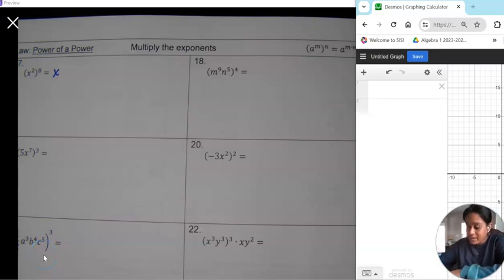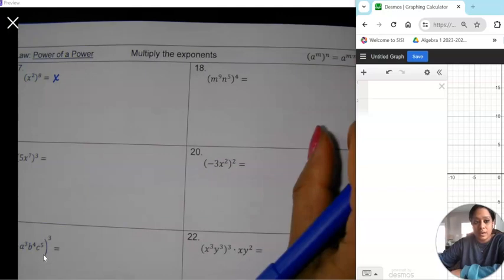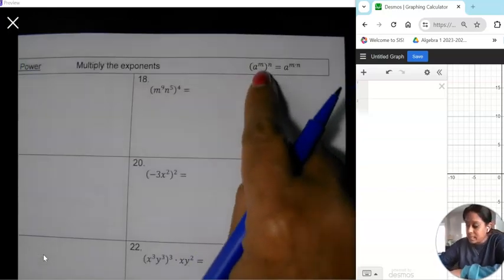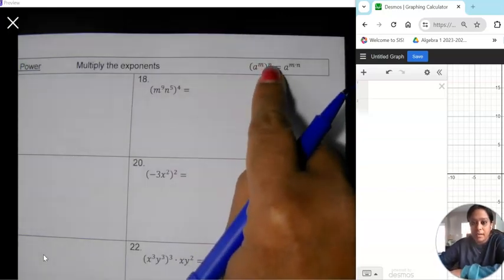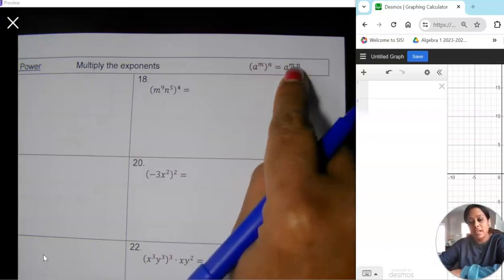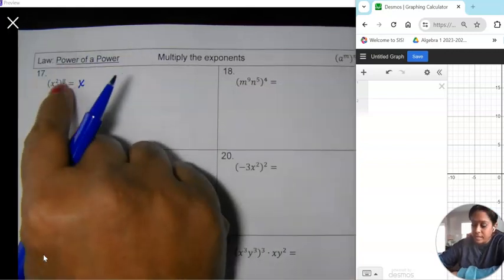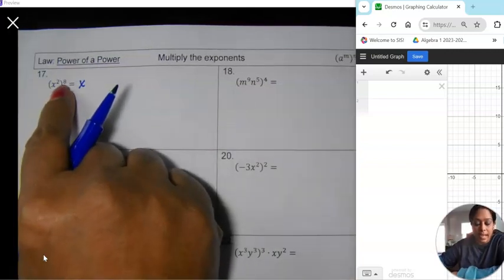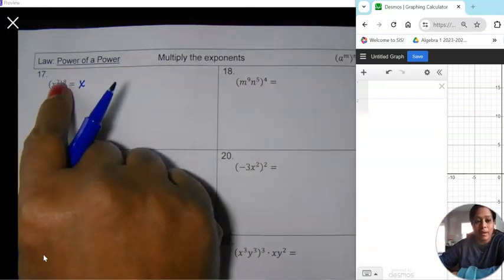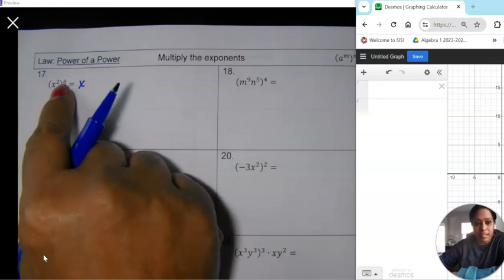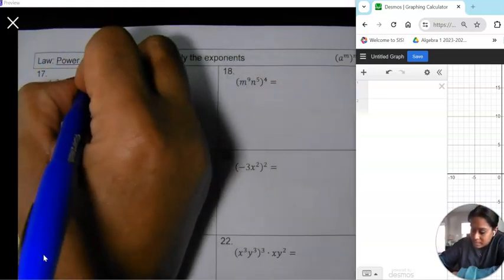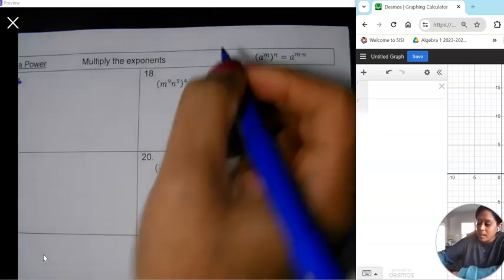Alright guys, so here is the next video. This is called power over power. Basically, when you have an exponent raised to another exponent, you multiply the exponents. So right here you're just going to do 2 raised to the 8th power, x to the 2nd power raised to the 8th power. So multiply 2 times 8, which is 16, and that's that.